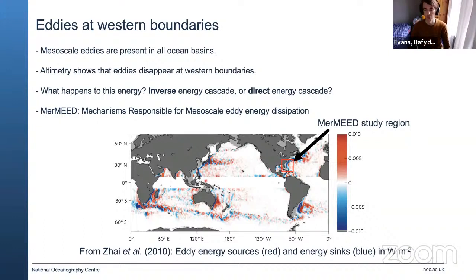But what altimetry doesn't show us, because it's just a measure of the sea surface, is what's happening to that eddy energy, and whether that eddy energy is being, for example, entrained back into the mean flow via some kind of inverse cascade, or whether it's dissipated via some kind of flow topography or turbulence via a direct cascade of energy to smaller scales. And so that was really the motivation of what we call the MERMED project, which stands for Mechanisms Responsible for Mesoscale Eddy and Energy Dissipation. And it was about understanding what role the western boundaries play in terms of this eddy energy sink.